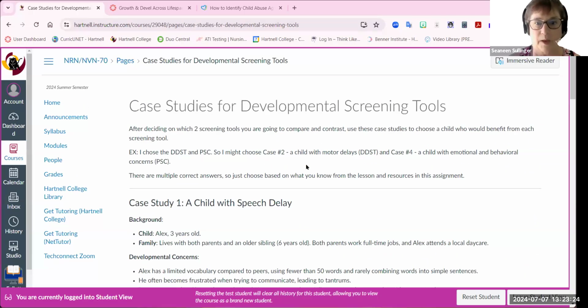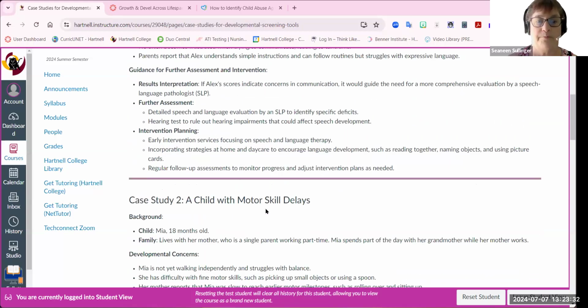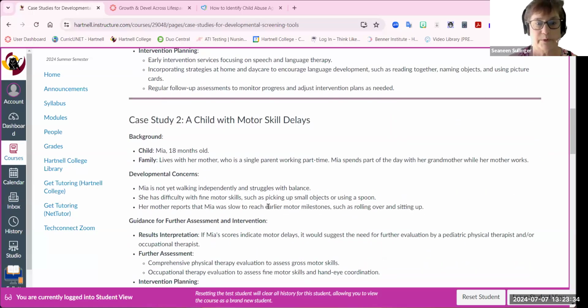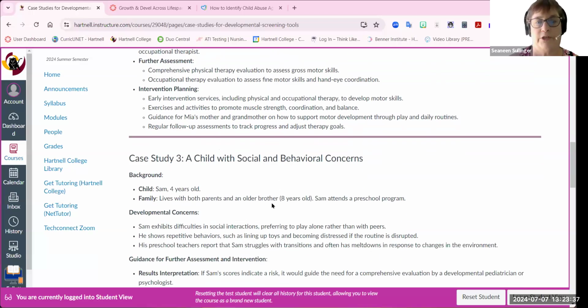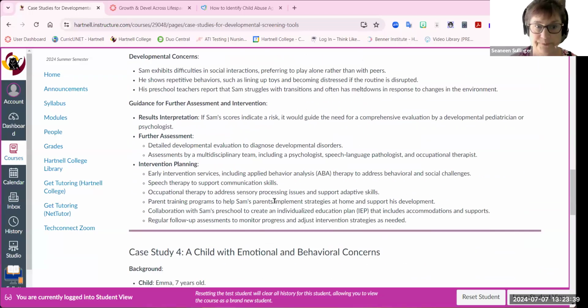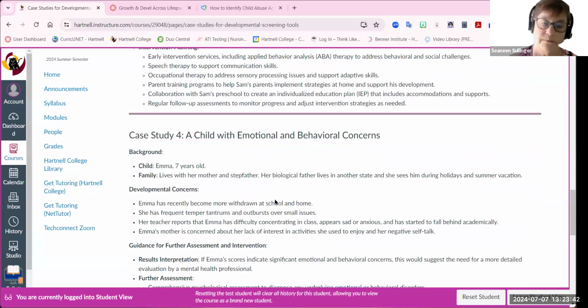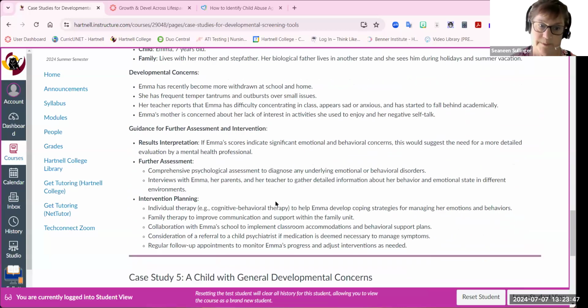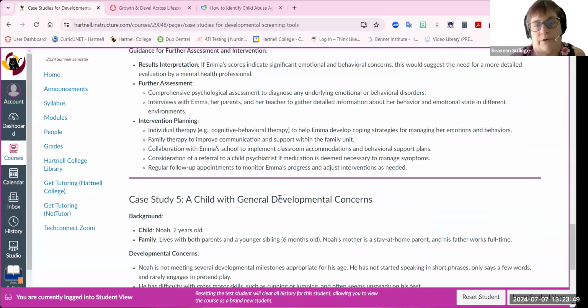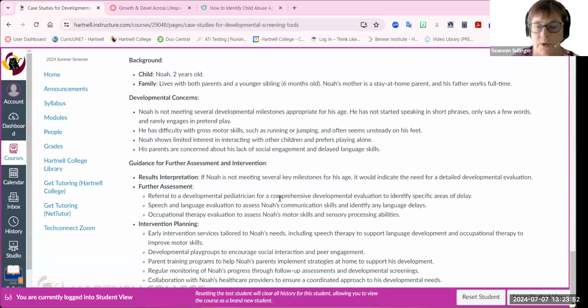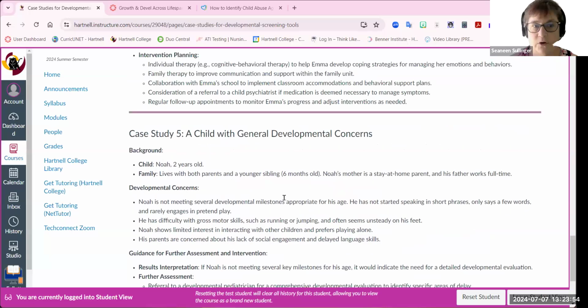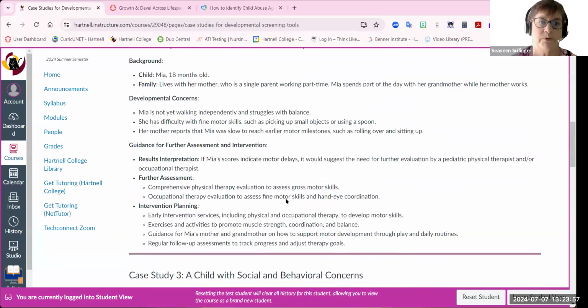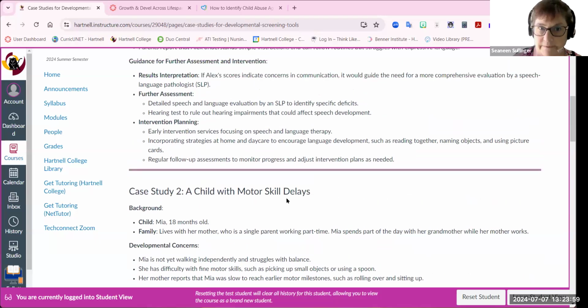So, I have a child with a speech delay. I have a child with motor skill delay, looks like gross motor skill delay. I have a child with social and behavioral concerns. I also have a child with more emotional and behavioral concerns. They're a little bit older and have some different concerns than the previous child. And then I have a child with just general developmental concerns. So if I am using the Denver, which child would benefit most from me using the Denver on them?